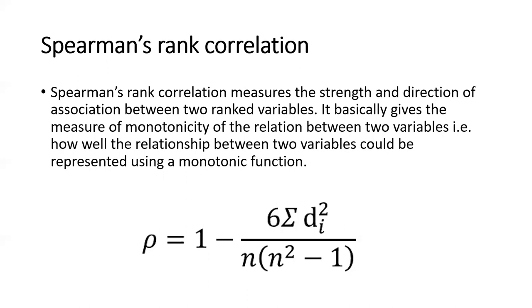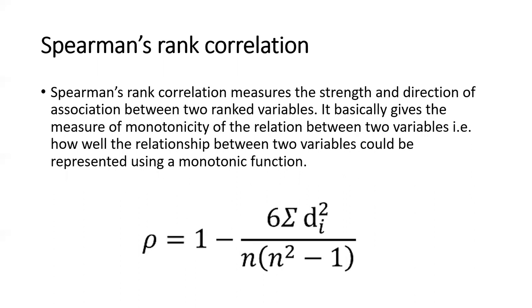It basically gives the measure of monotonicity in the relation between the two variables. That is, how well the relationship between the two variables can be represented using a monotonic function. Here a monotonic function is used to find the relationship or the association between the two variables.